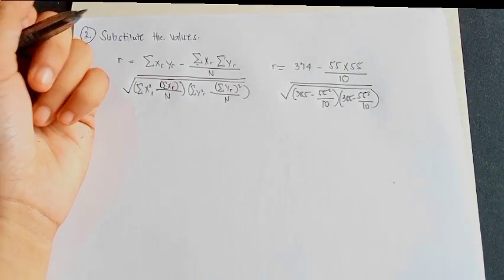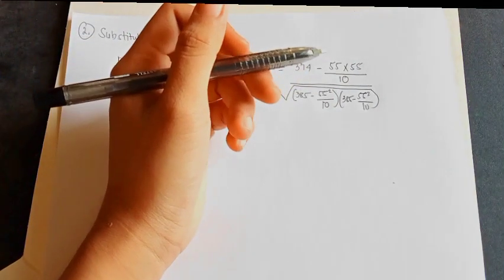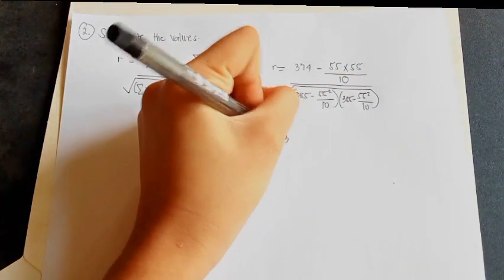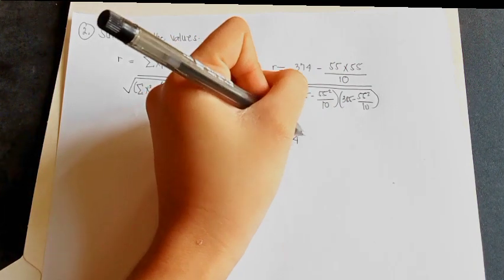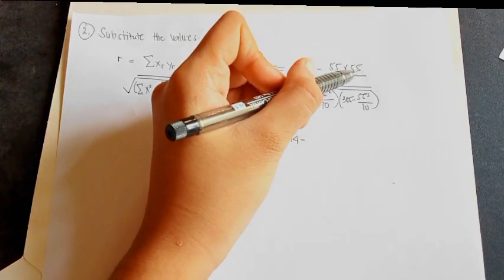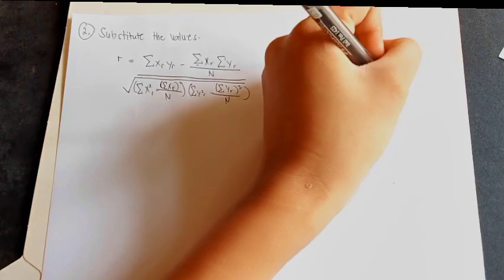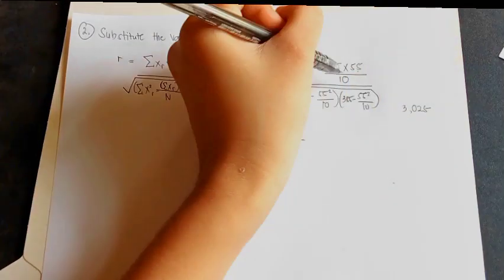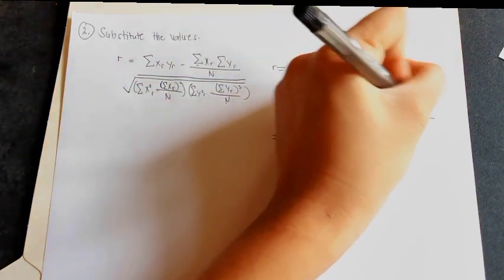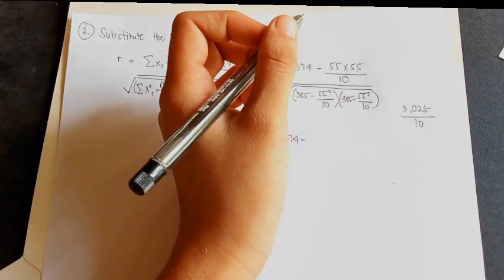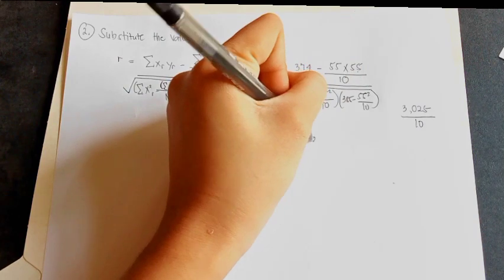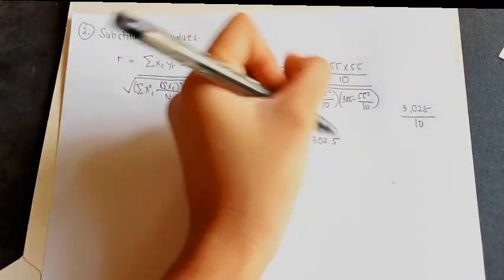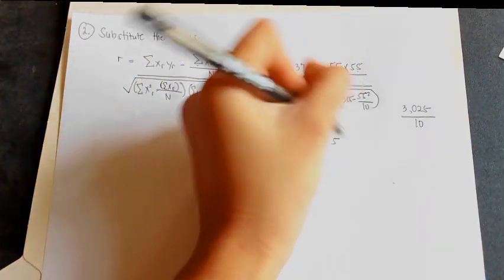Now let us compute all of this. So it is equal to 374 minus 55 times 55 is equal to 3025, right? So let us divide this by 10. So the answer is 302.5. So just to make the long story short.